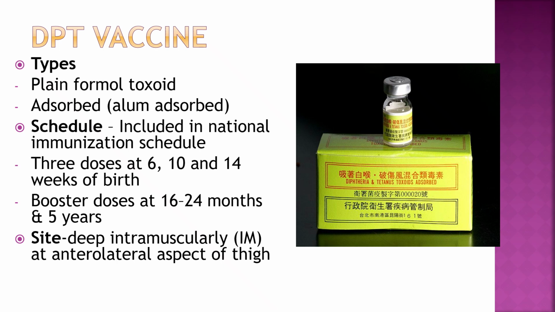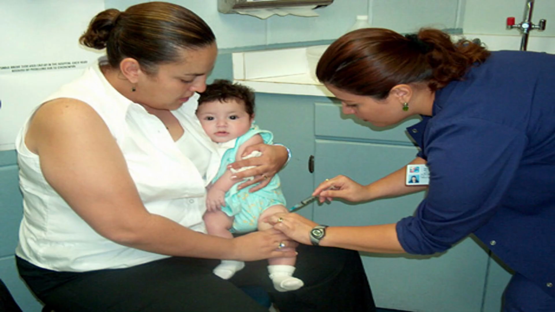Some detail about the DPT vaccine. The types of DPT vaccine are plain formal or adsorbed on alum. The schedule is 3 doses in the beginning, at 6 weeks, 10 weeks, and 14 weeks after birth, then booster doses at 16 to 24 months, and the second booster at 5 years, that is at school entry. The site is deep intramuscular at the anterolateral aspect of the thigh. Here you can see this baby immunized with DPT at the anterolateral aspect of the thigh.